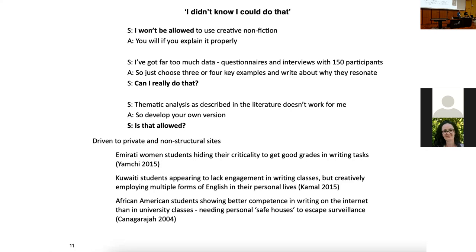And then some nice pieces of research there. Nasima Yamchi talks about Emirati women students who tell her in interviews that they hide their criticality in the writing class in order to get good grades. That's really being critical. Okay? And Kuwaiti students who never seem to engage with English in the classroom, in their private personal lives, use English all the time as a status thing, and they're very creative and so on. And then Kanagaraju famously writes about all sorts of different students, and here American, African-American students who do much better in their personal blogs than they do in their writing tasks in the classroom. For some reason, there are structures that are getting in the way.